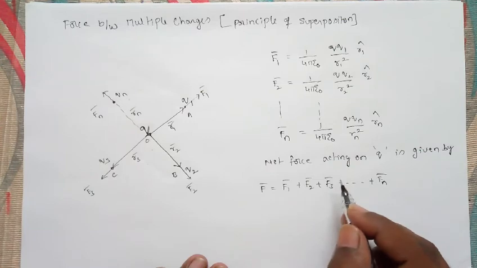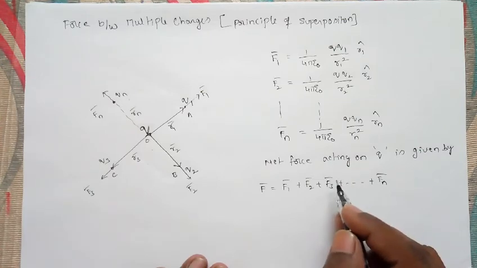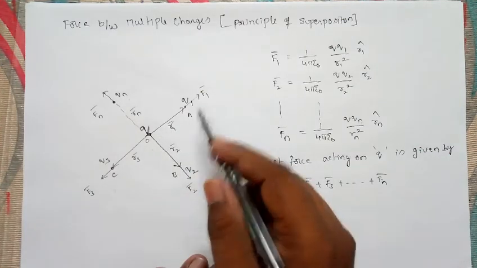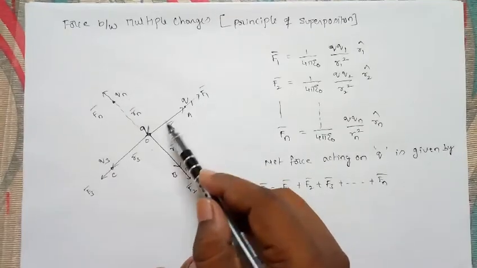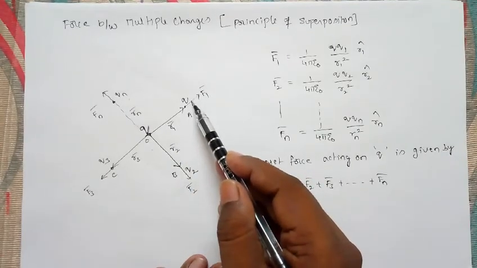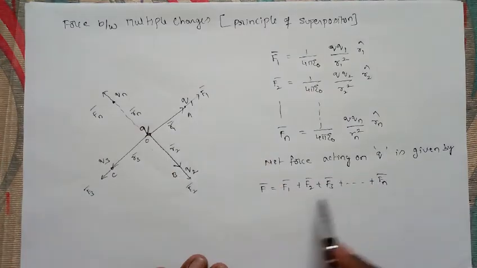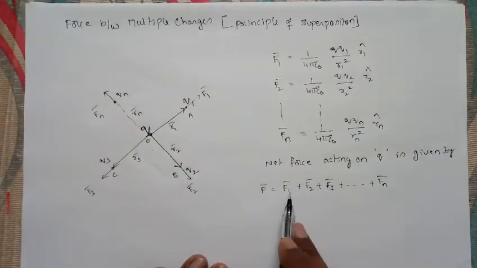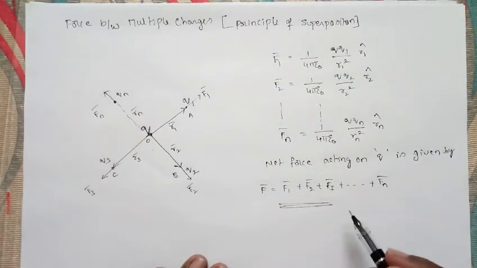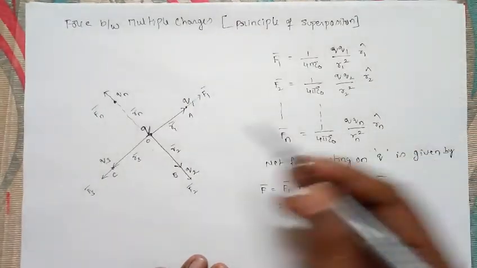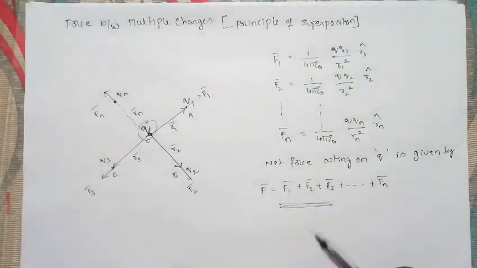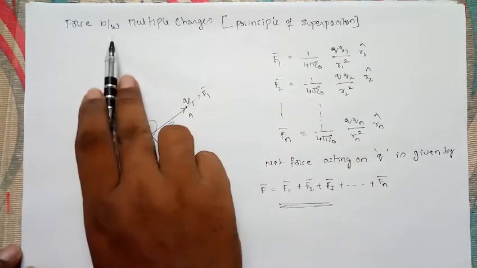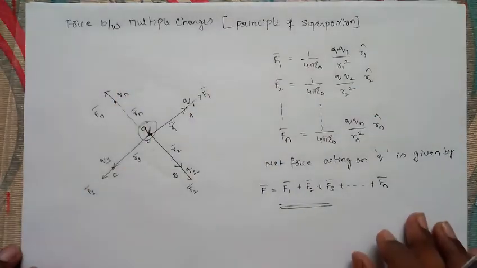For negative charges, the direction also gets reversed. For positive charges the direction is the same; for negative charges the direction will be reversed. Suppose Q1 is a positive charge, the force is away from it, but if Q1 is a negative charge, the force is towards it, like that. Based on the polarity of the charge, the force direction reverses. Then this is the vector sum of all these forces, which is experienced by the charge Q present at the origin. So this is the force between multiple charges.